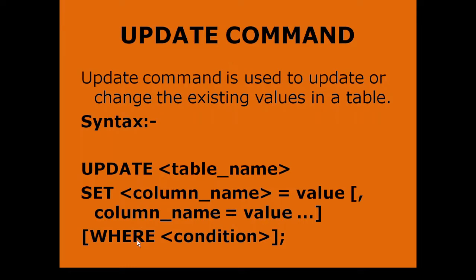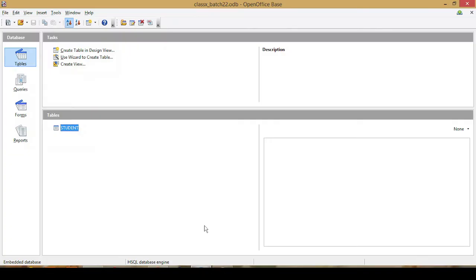Now, if you want to change a particular record, then you have to use a where condition. Where, and then give the condition. If you do not use the where condition, the changes will be applied to all the records in your table. So it's always better to write where and then give the condition. So let us see how we can do that in our table by using OpenOffice Base.